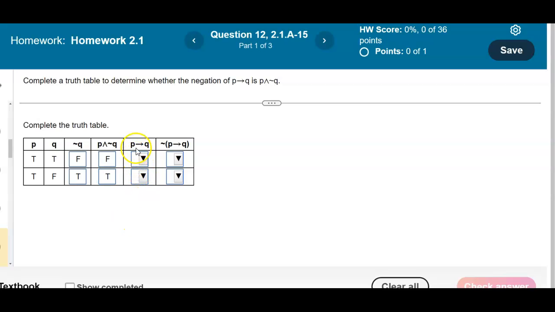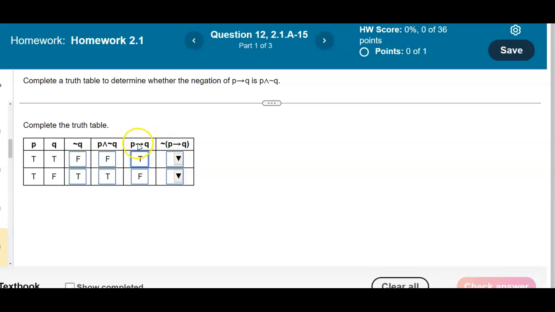Okay, now we have P implies Q. It is false whenever P is true and Q is false, and then it's true otherwise. So therefore it's going to be false here, and we know it's going to be true. So true implies true. Okay, now we want to negate this column.